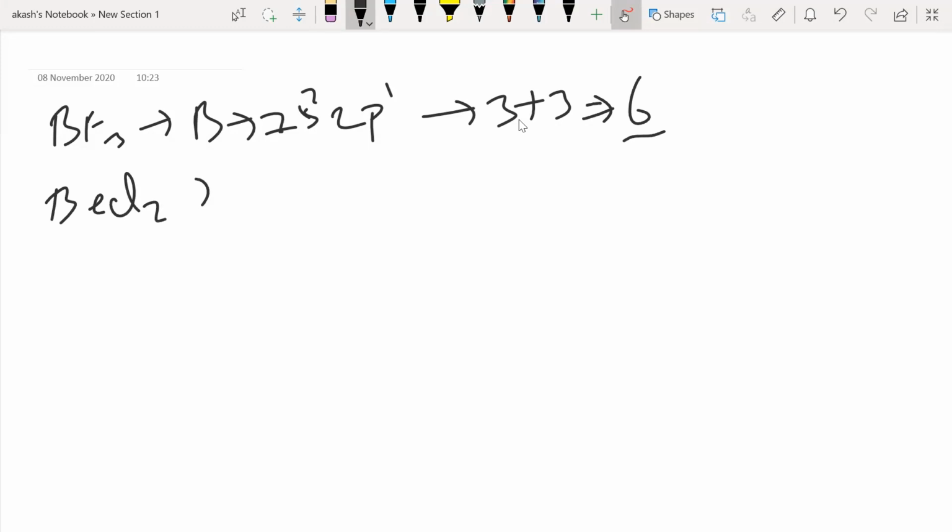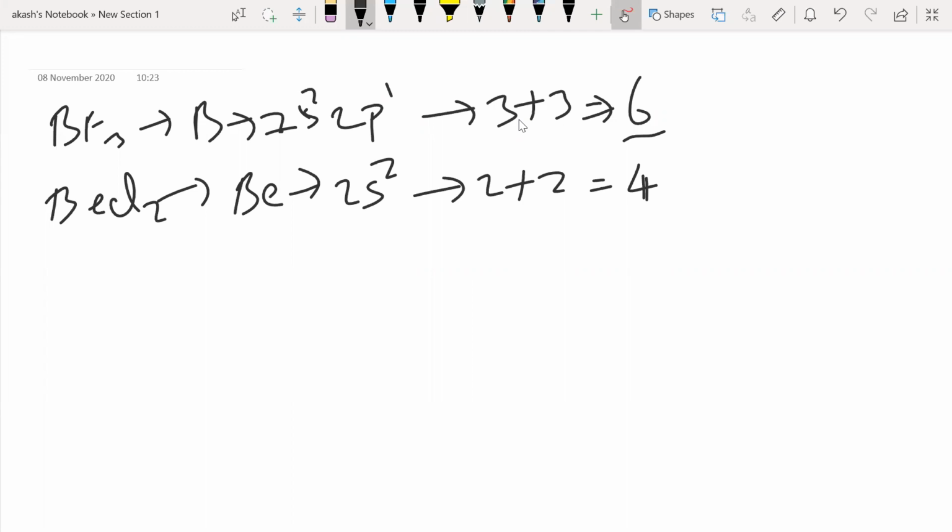The same goes with my BeCl2. So beryllium is gonna have 2s2, correct? 1s2, 2s2, atomic number 4 for beryllium, right? So 2s2 is there. So again, totally there are 2 valence electrons, and each chlorine atom is going to give me 1, so it becomes 4 valence electrons. Again, less than 8 electrons in the valence shell, right? So these 2 are the examples for less than 8 electrons in the valence shell.